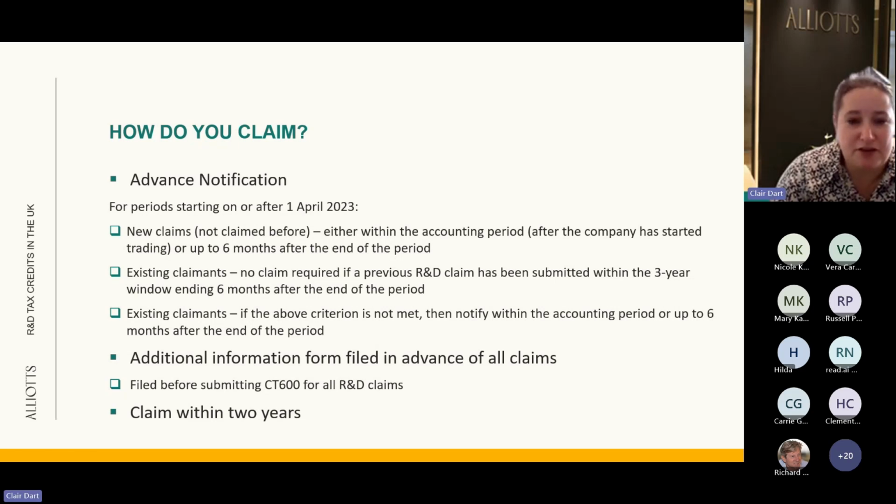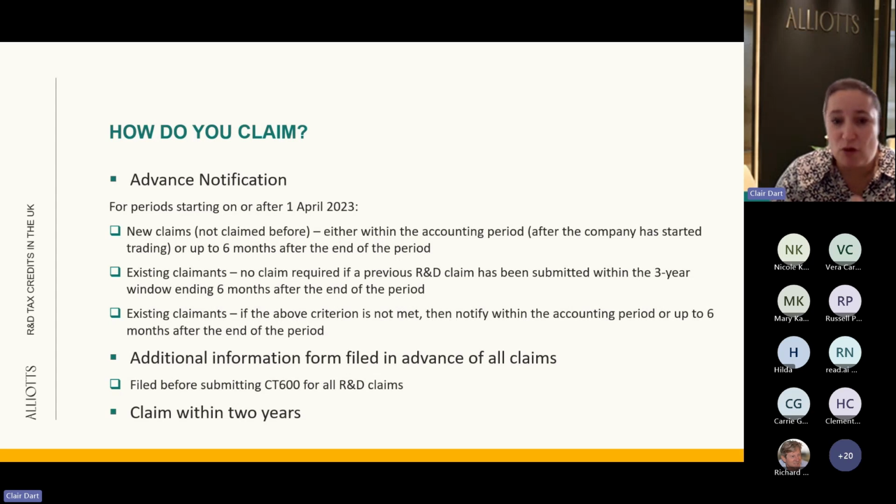We have been doing AIF for some time now, as it came in immediately in August 23. And the key with it is that it is submitted before the claim is actually made. So if the AIF is not filed, then the claim on the company tax return just won't be processed. It doesn't matter that it's on there, it will be completely ignored.